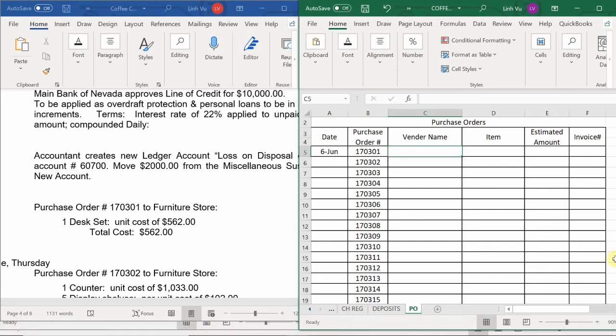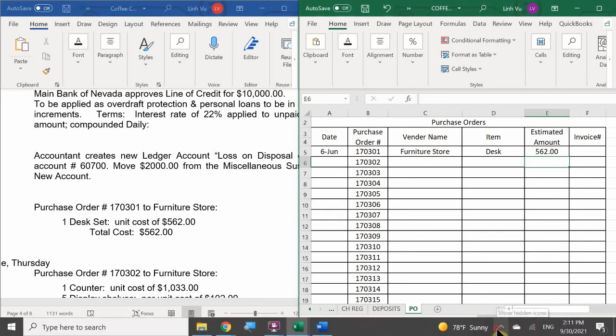So in this case, who did I buy from? From the furniture store. What did I buy? One desk set. For how much? 562. Okay? For $562. So that means when I do receive it, I'm going to have a bill for it.